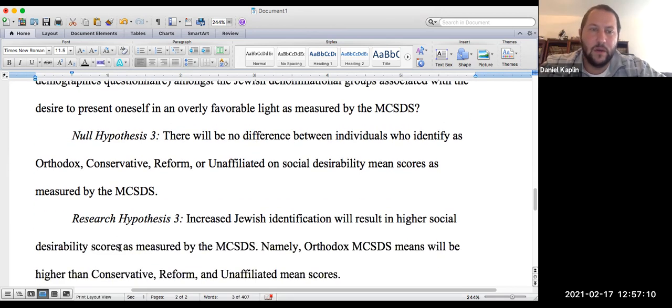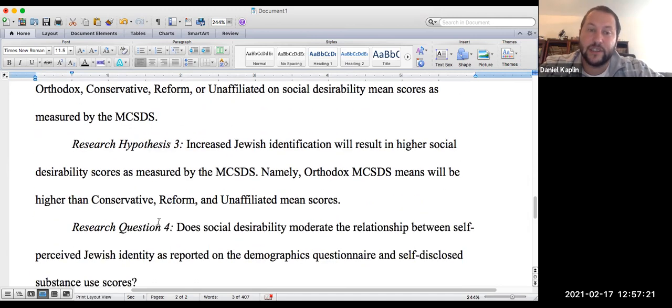So to eliminate the possibility that social desirability is why we got differences, we have to test for that. So the null hypothesis is that there will be no difference in social desirability scores across the groups. Again, I wrote it differently in my dissertation. The research hypothesis is that increased Jewish identification will result in higher social desirability scores. Namely, Orthodox MCSDS means will be higher than conservative, reform, and unaffiliated, right? So in this context, I'm telling the reader, I anticipate greater levels of social desirability among the more traditional of the groups.